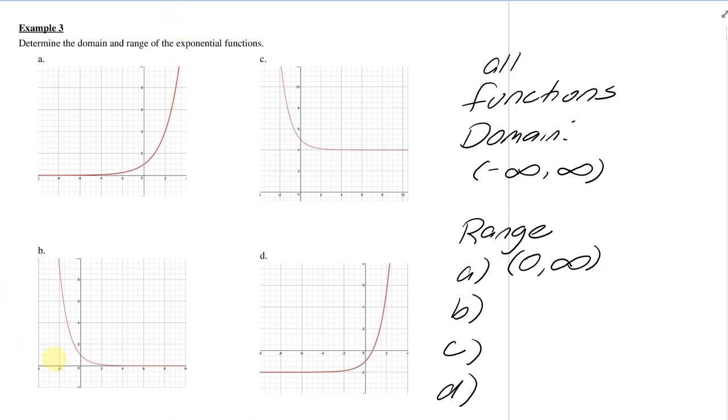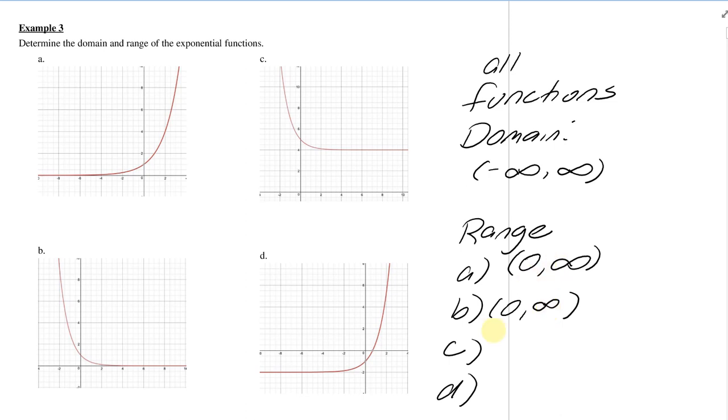Okay, so moving down to B. This is actually the same thing too, right? Even though this goes in the opposite direction, if I just start from the bottom going up to the top, this looks like, once again, it's getting really close to the x-axis, and then it's just going up forever. So that would be my range in this case.